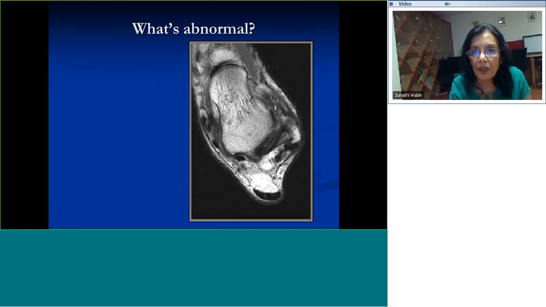Okay, we are going to move on, and coming to soft tissues, talking about ligaments. We talked about anterior talofibular ligament earlier. This is an example of an anterior talofibular ligament tear. You can see a small avulsed bone fragment here when the anterior talofibular ligament tore, and the normal thick fibers of the posterior talofibular ligament.